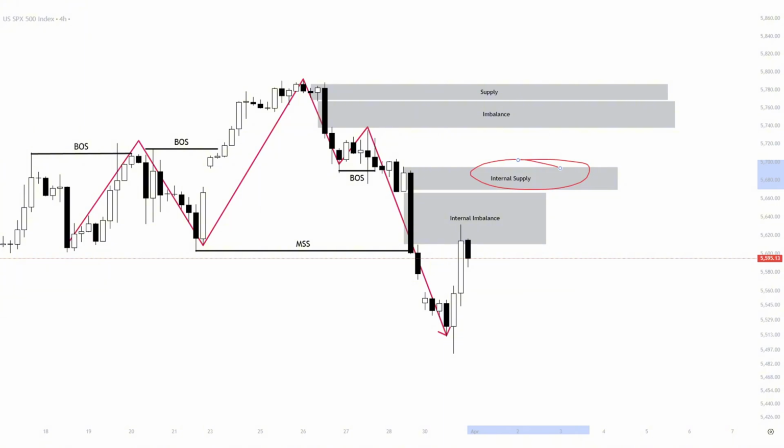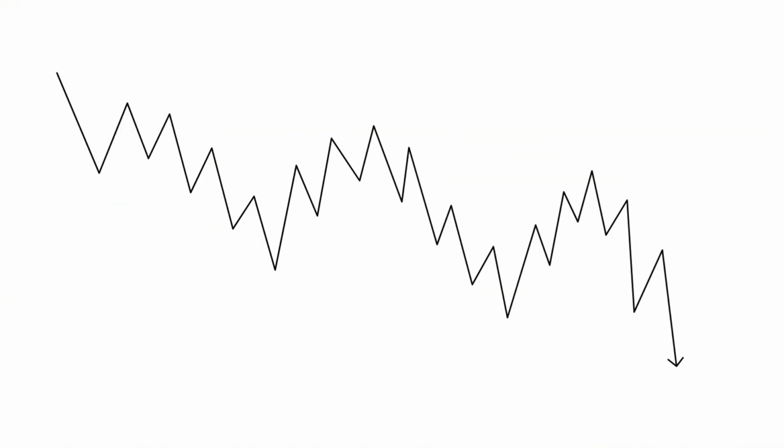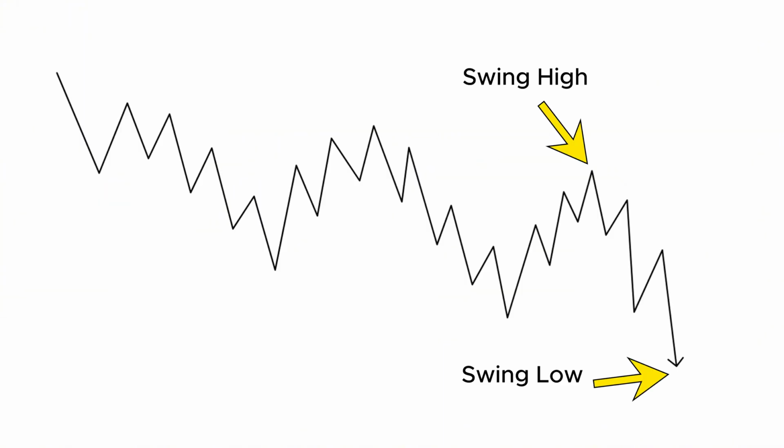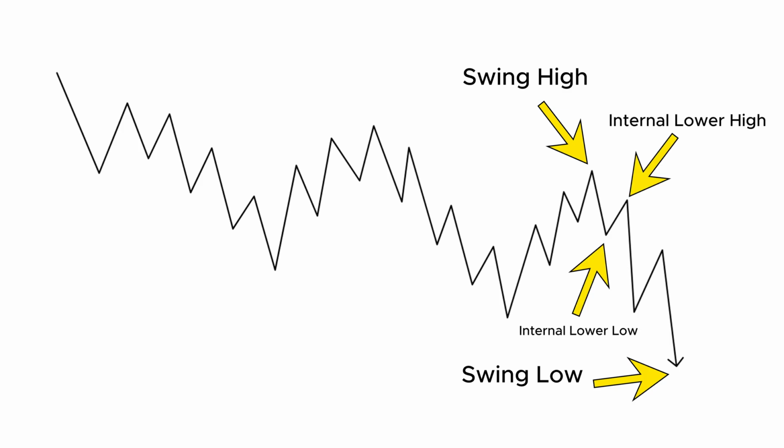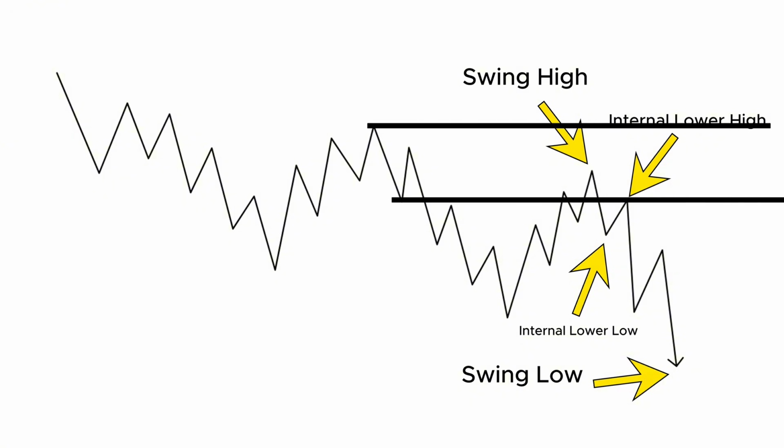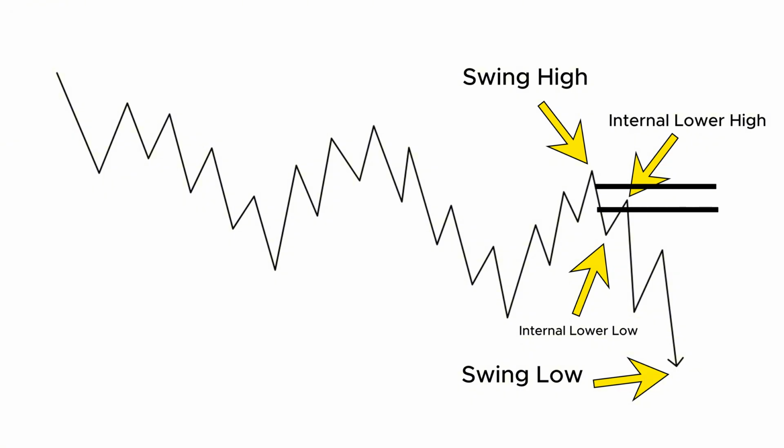Let me show you. So this is a downtrend. This is the swing high. This is the swing low. This is an internal lower high. This is an internal lower low. The swing supply is here. The internal supplies are here. The difference is that internal supplies can be properly traded if we zoom into a lower time frame, so the risk-reward ratio is worth taking.